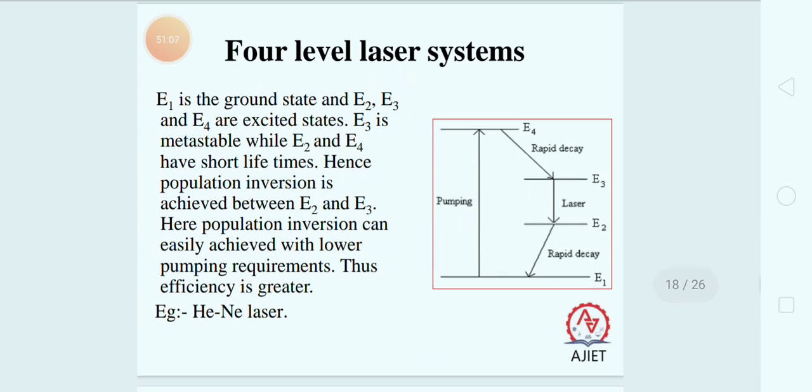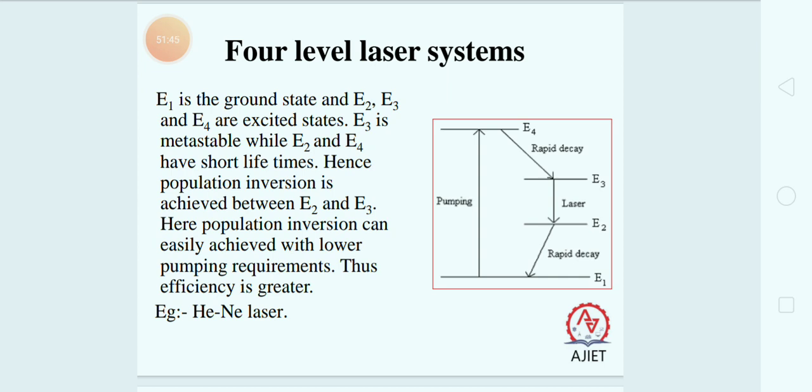Similarly, this is how the 4-level laser system energy level diagram looks: E1, E2, E3, E4. Let me give a glimpse of this energy level diagram of the 4-level laser system. E1 is the ground state energy level, and E2, E3 and E4 are the excited states. Here E3 is the metastable state, while E2 and E4 have short lifetimes. Hence, population inversion is achieved between E2 and E3.